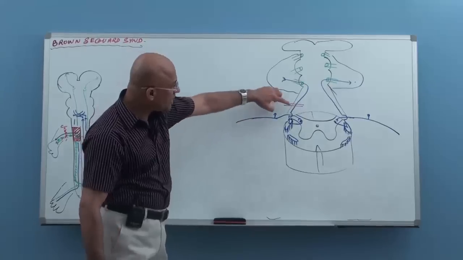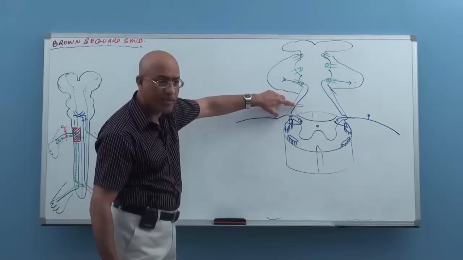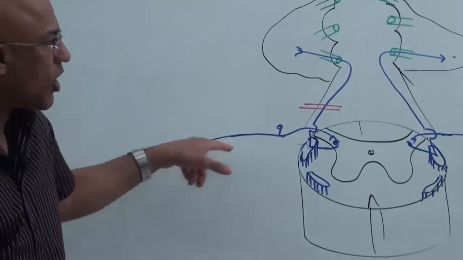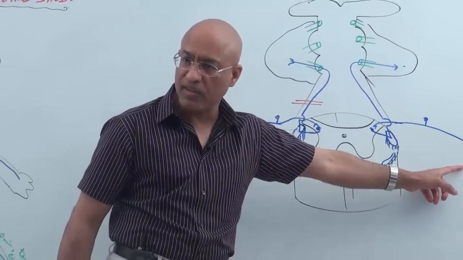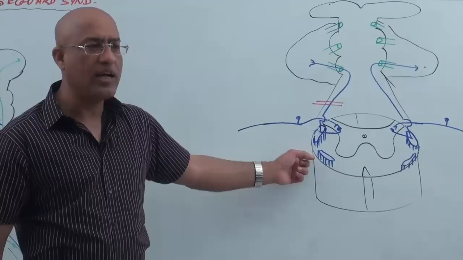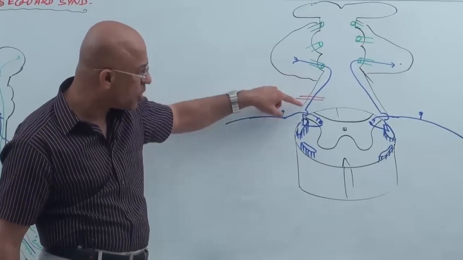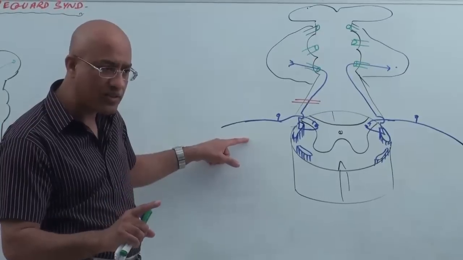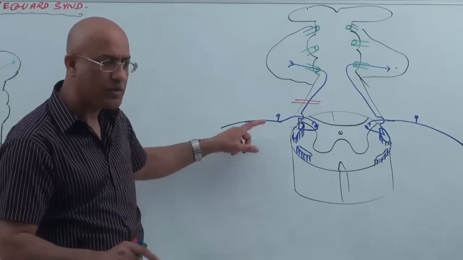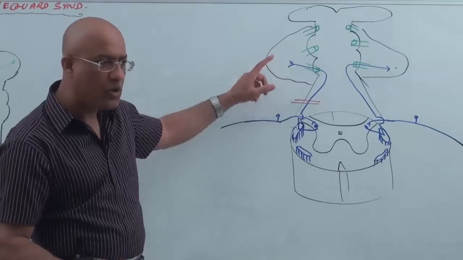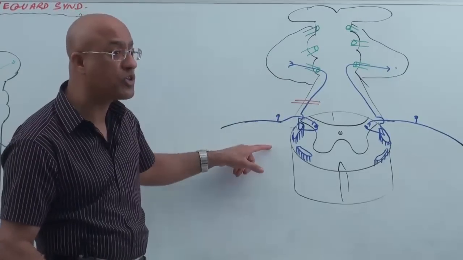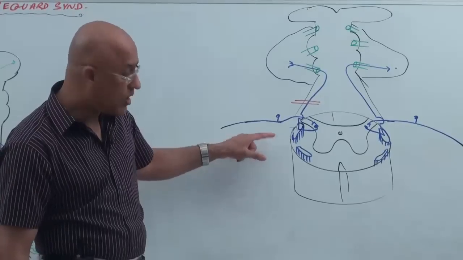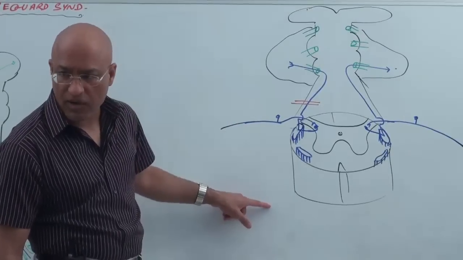Now, if this tract is damaged, look here, then from where do we lose the information? Ipsilateral information is lost or contralateral information is lost? Ipsilateral. So below the level of lesion, ipsilaterally we lose the sensations, unconscious proprioception, which were going to the cerebellum. So the cerebellum becomes blind to the position of the limb or body on the ipsilateral side below the level of lesion.